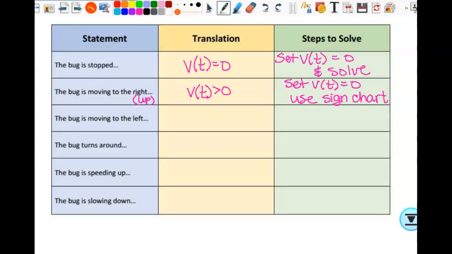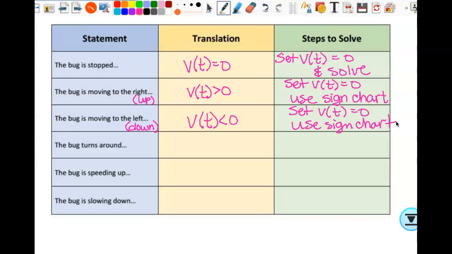All right, so then if it's moving to the left or down, that is when your velocity is less than 0. So we do the same thing. We set v of t equal to 0 and use a sign chart. We used them really to graph rationals and we did it really after we graphed those or sketched those polynomials, but we did it a lot to graph rationals. That's not really the application of it here, but we do use those a lot. It's still just the same thing, okay?